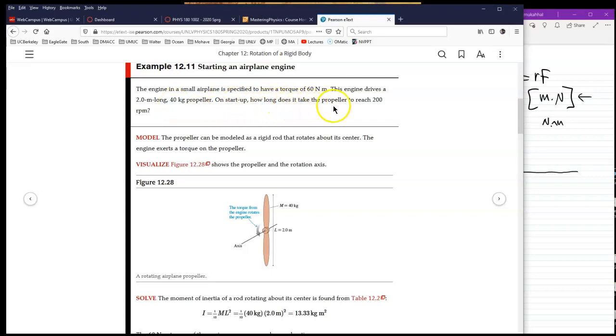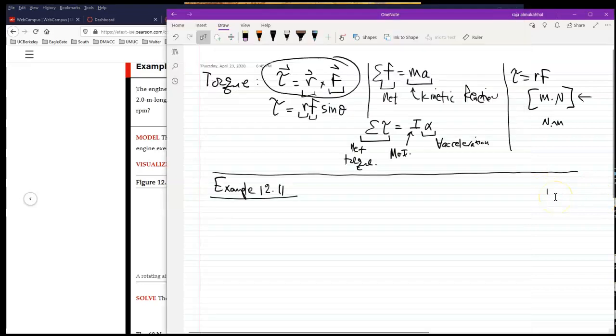how long does it take the propeller to reach 200 RPM? So we have here the frequency, 200 revolutions per minute. How long will it take? Here we're talking not just about torque, but about rotational kinematics. Remember the rotational kinematics? Let me write them down very quickly. If you remember the equations of kinematics, you should be able to remember them. Omega equals omega naught plus alpha t.